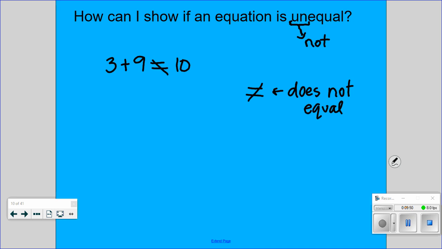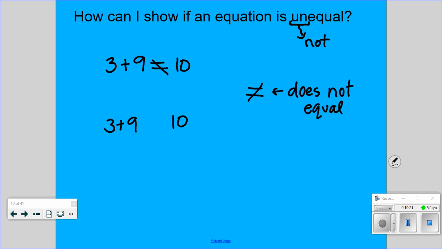There's another symbol that we can use that is a little bit more descriptive. It tells us a little bit more information. It'll probably tell us which side is greater or less than the other side. Does anyone know what symbol I might be talking about? Shelby?